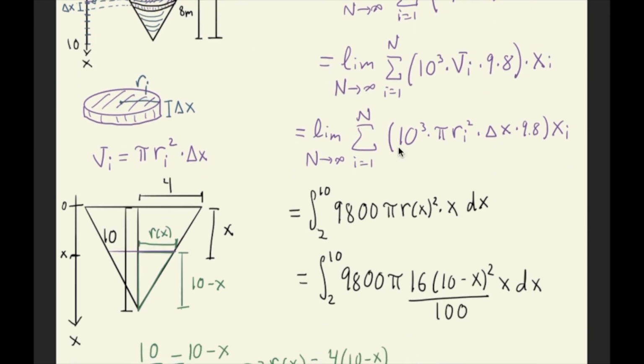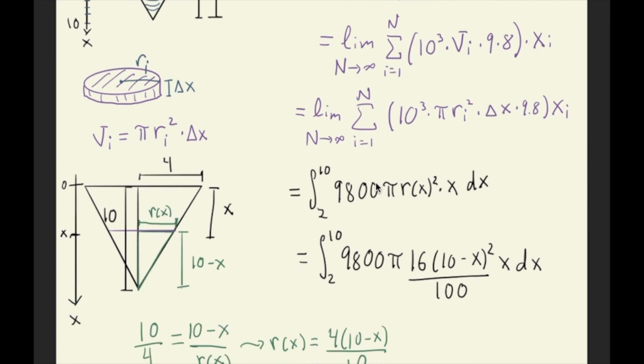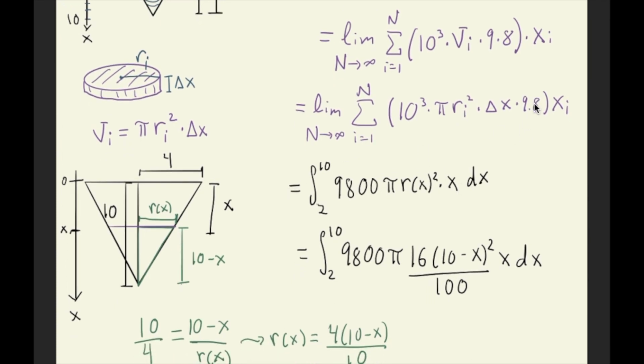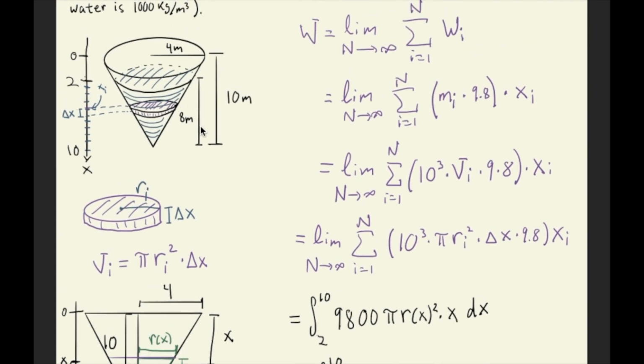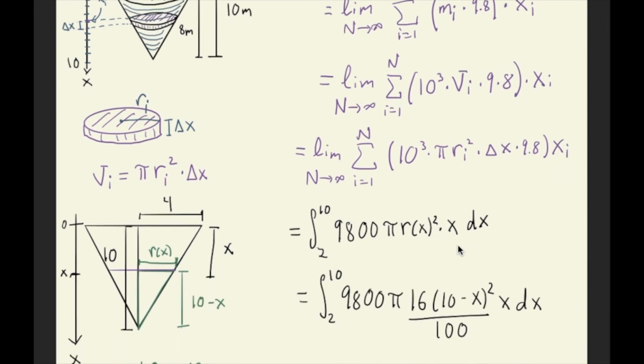And then here, the sum, we turned it into an integral. So the number of partitions is going to infinity. The delta x is becoming smaller. We can write this as a Riemann sum. And then it turns into this. The 9.8 with the 1,000 turned into that. Pi Ri squared turned into pi R of x squared, where R of x is the radius of the slice at the variable x. It's going to be that circle. And the xi turns into x, the delta x turns into this dx.